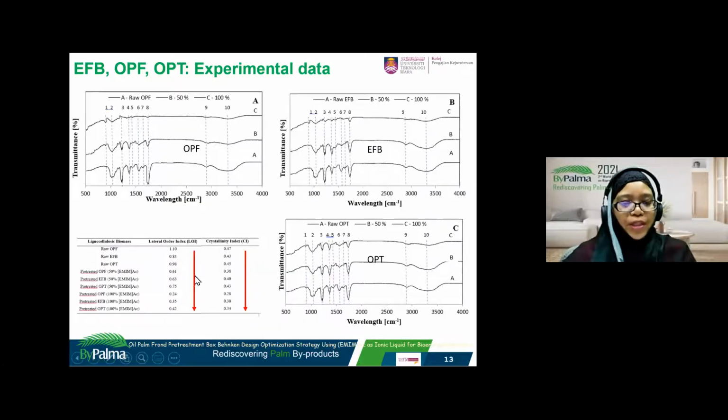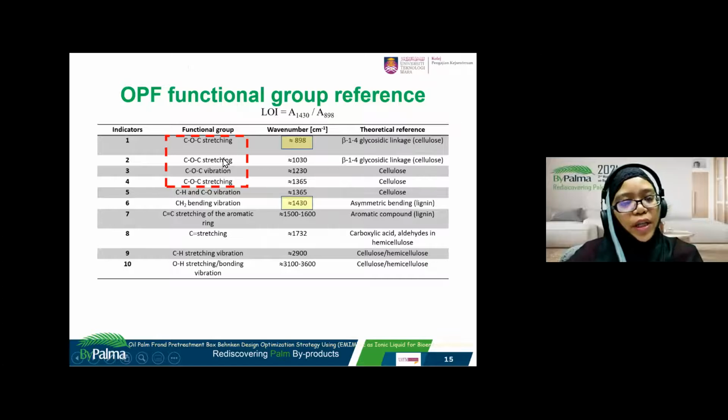So I'm going to go back to my previous slide showing you what happens from the FTIR results. As the concentration of the EMIM acetate increases, you can see that the peaks for various references disappear. So something happens. I'm going to go to this slide showing you a few functional groups in reference to the wave number. If we were to calculate the LOI, we took the value of the absorbance and simply converted it to transmittance at the wave number of 1,430 to 898.